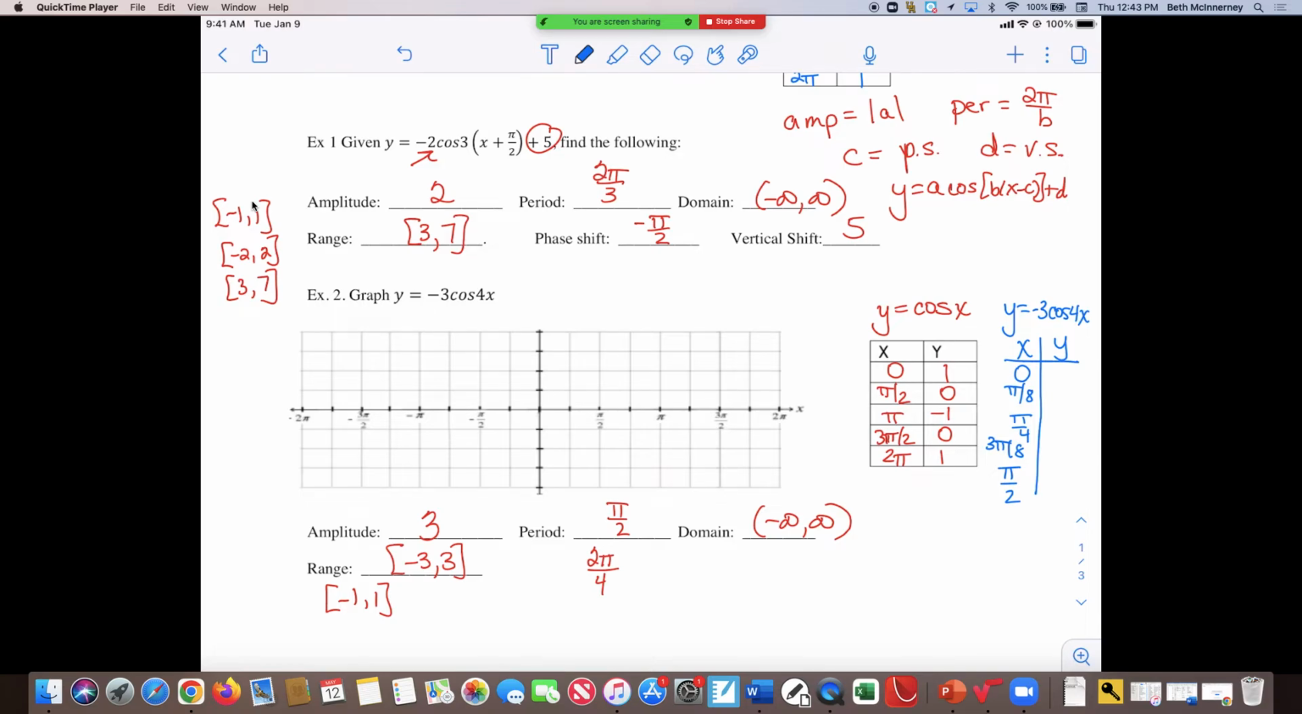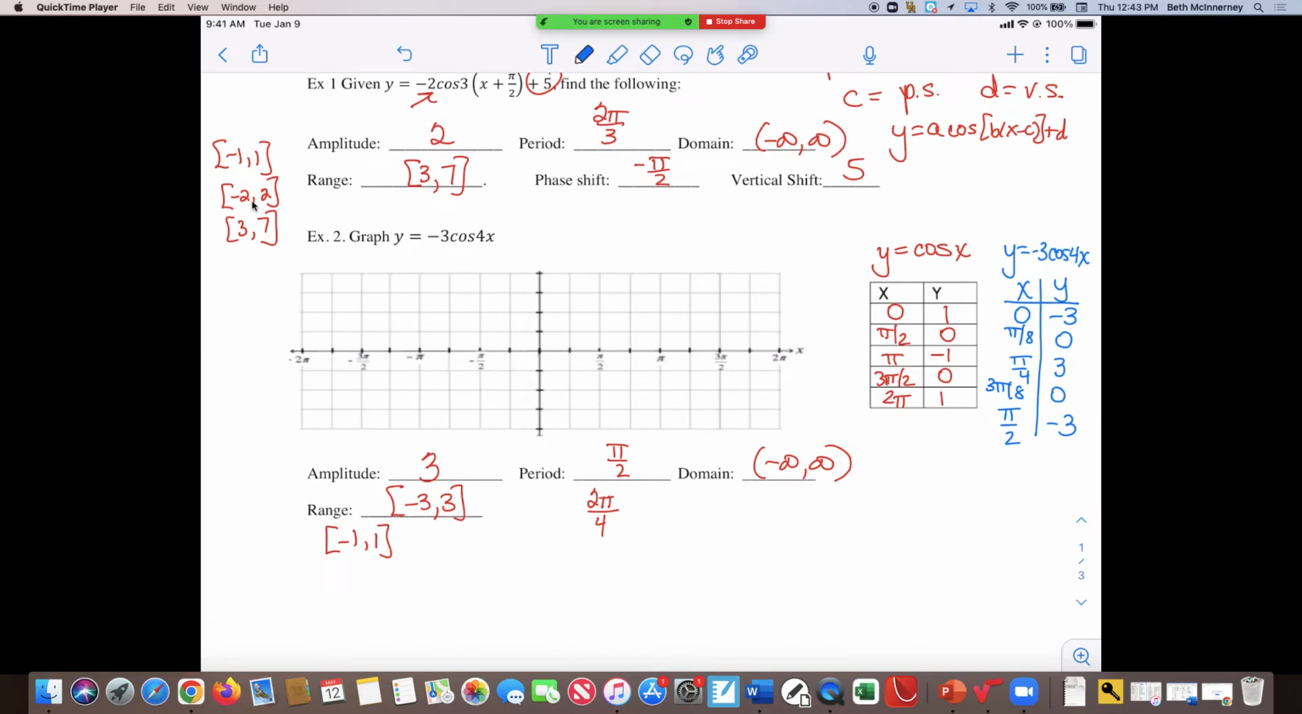Now what I'm doing, though, to the y values is you multiply by a. So instead of this being 1, it's going to be -3. And it's going to go -3, 0, +3, 0, -3. So I'm going to go by ones. And I'm going to go 0, -3. Uh-oh. Okay, do you understand?